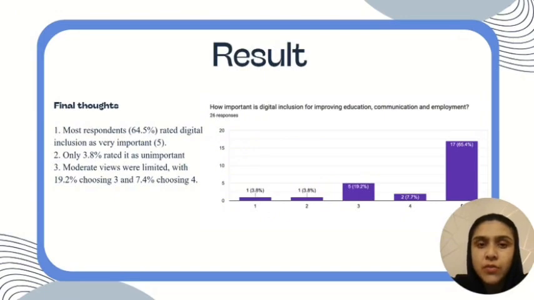We also saw some moderate views, in which about 20.8% rated it a 3, and 8.3% rated it a 4. While these respondents are fewer, they still highlight that even those who aren't fully convinced acknowledge its significance to some extent. Overall, the results suggest a strong consensus that digital inclusion plays a crucial role in enabling opportunities and supporting meaningful participation in today's digital world.